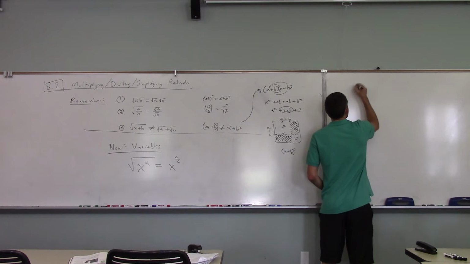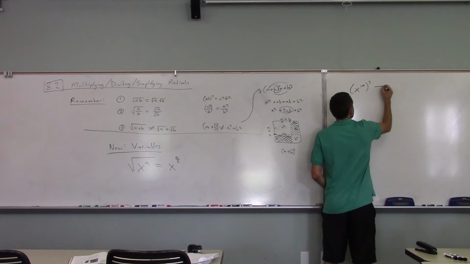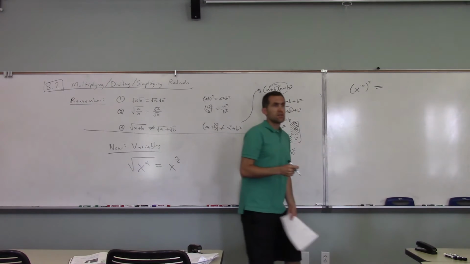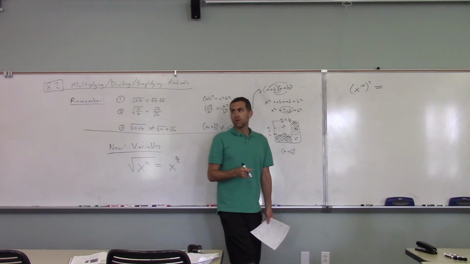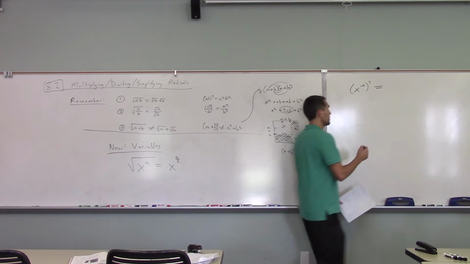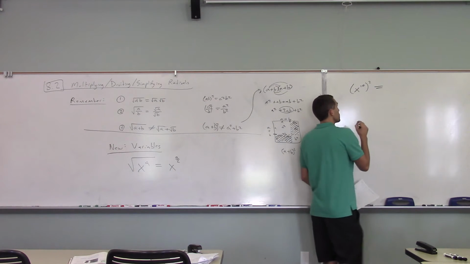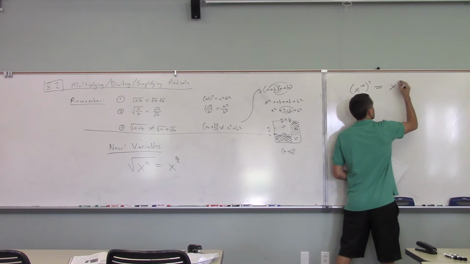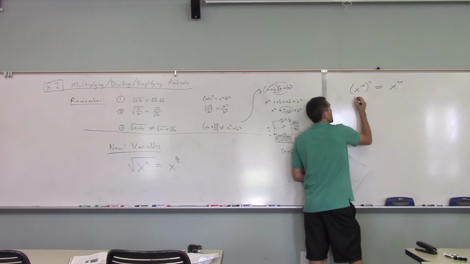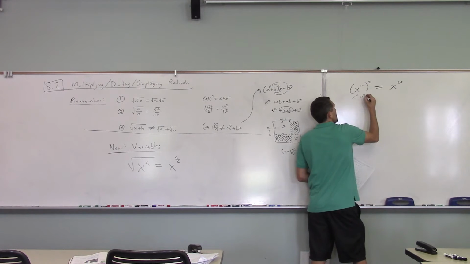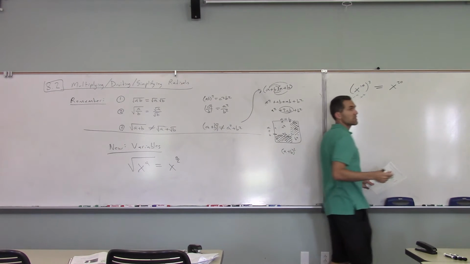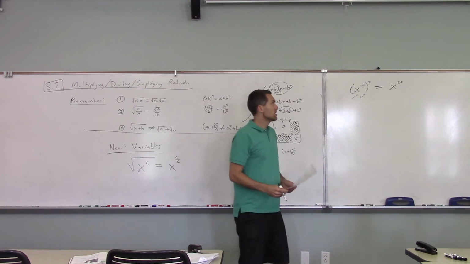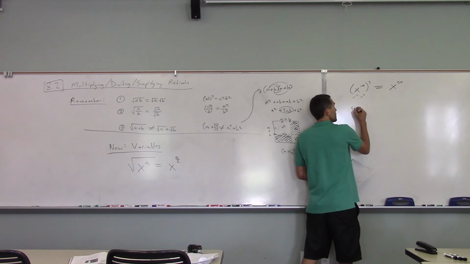X to the 10th squared equals what? X to the 12? X to the 20? X to the 20th, you multiply them. So this is x to the 20th, because it's 10 times 2. You could also think of it like x to the 10 times x to the 10. You would add them together and you would get 20.